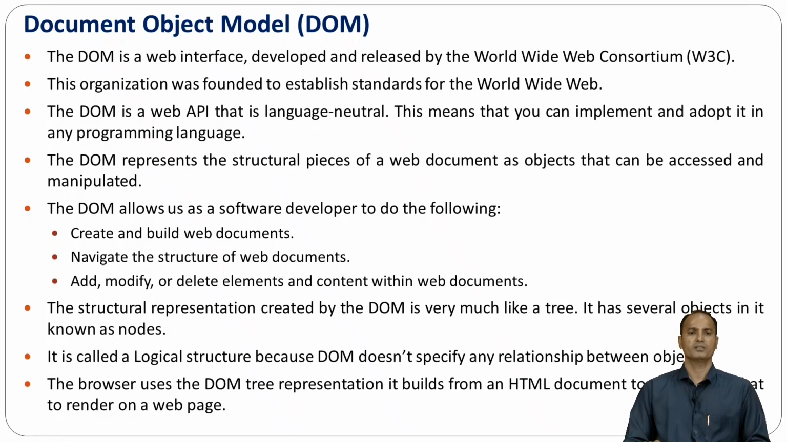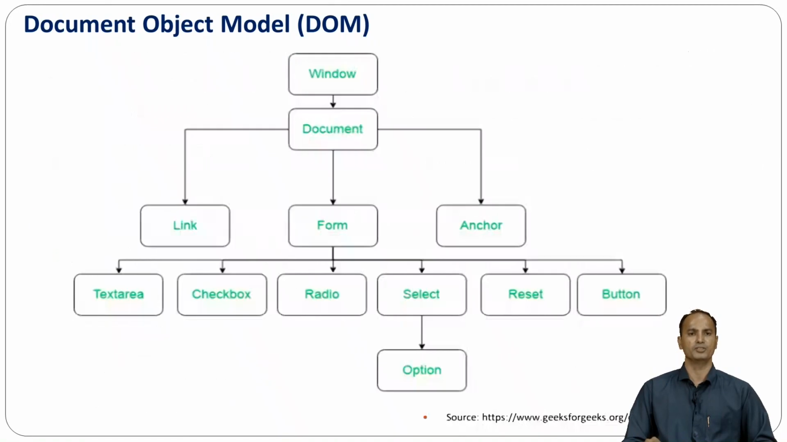The structural representation created by the DOM is very much like a tree. It has several objects in it known as nodes. It is called a logical structure because the DOM doesn't specify any relationship between objects. The browser uses the object tree representation it builds from the HTML documents so that it can be rendered on the web page.